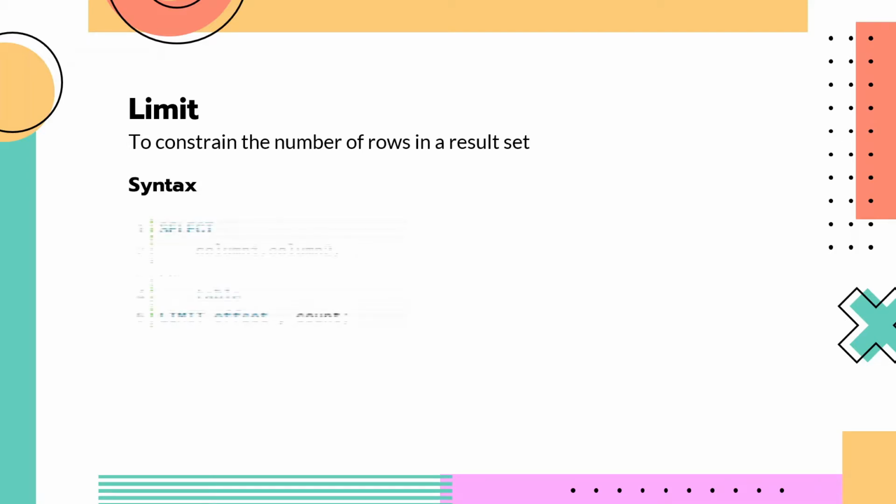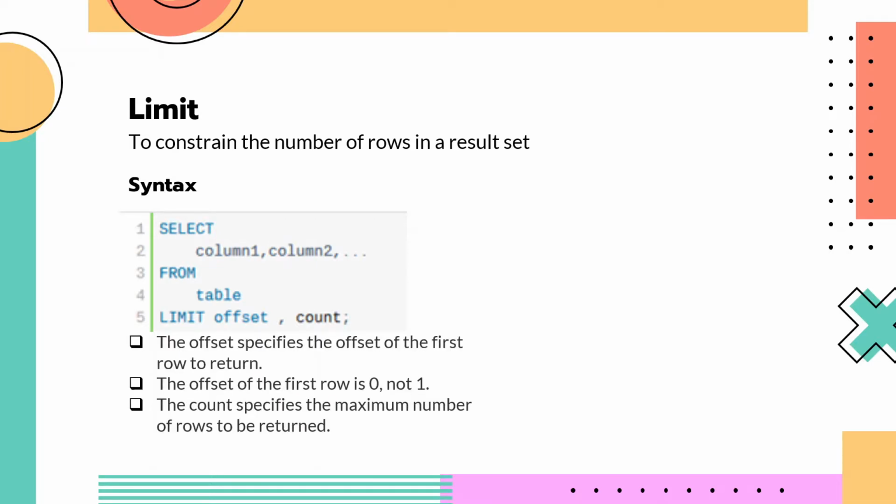Okay, and the second is the limit clause. The limit clause is used in the select statement to constrain the number of rows in a result set. The limit clause accepts one or two arguments, and the values of both arguments must be 0 or a positive integer. This image illustrates the limit clause syntax: select and then column list, from table, and then limit, offset, and count. Let's discuss the limit clause parameters.